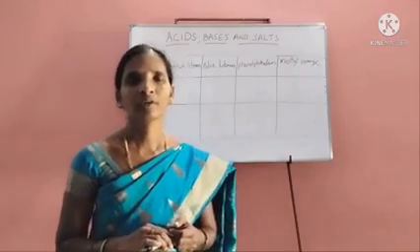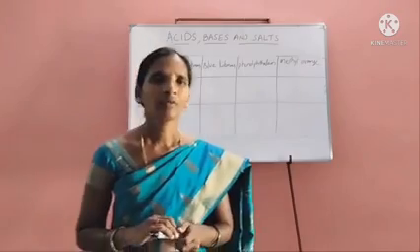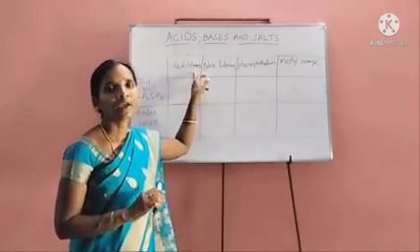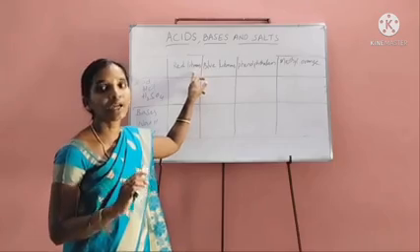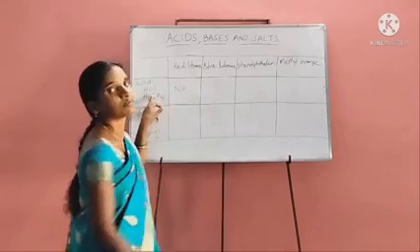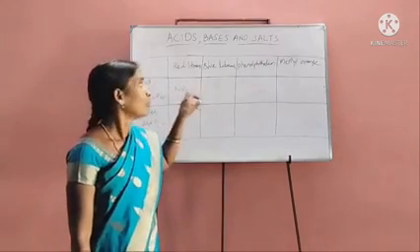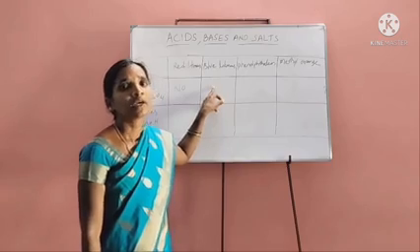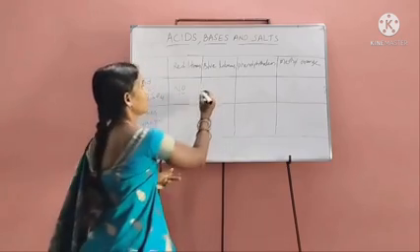By this activity, we conclude that red litmus has no change in color in acids. Blue litmus changes to red color in acid.